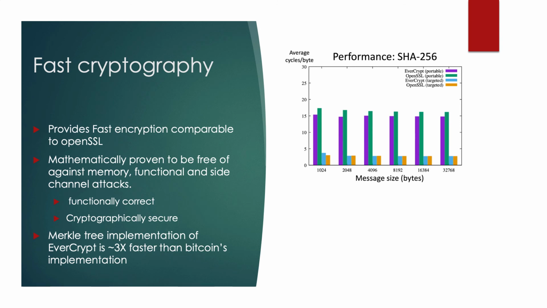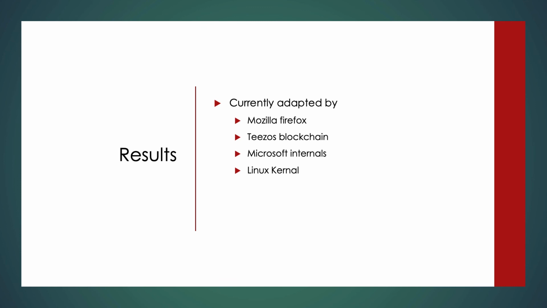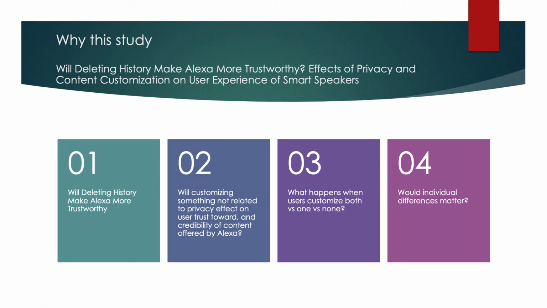And all of their cryptographic operations are mathematically proven to be free of memory, functional, and side channel attacks. Their Merkle tree implementation in EverCrypt is about 3 times faster than the current implementation of Bitcoin. And currently it's adopted by some of the major players, including the Linux kernel.